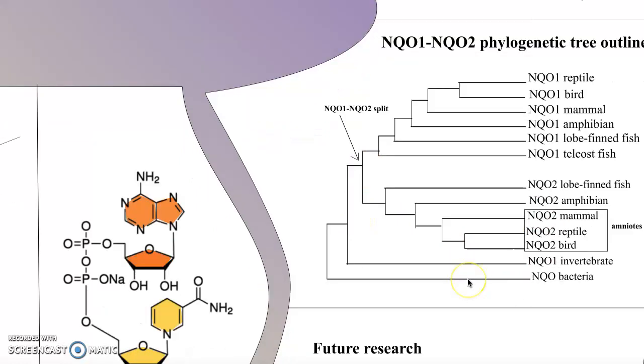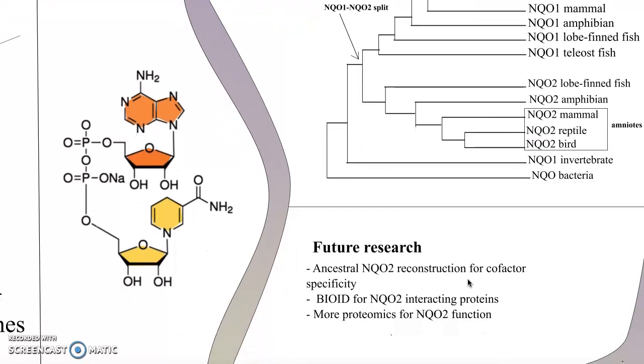to the land. In the future, we're going to make ancient NQ2 enzymes in the nodes that may have cofactor specificity closer to NQ1 and find residues in NQ2 that are responsible for its cofactor specificity. We're also going to look for NQ2 interacting proteins by an NQ2 biotin ligase construct and do some more proteomics to see if NQ2 may be involved in things like, say, apoptosis.